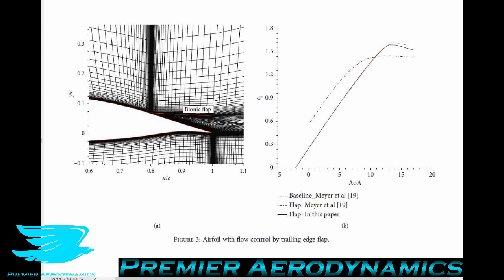One thing we can do is change the layout of the flap. So here they kept the flap the same length of 20% of the airfoil's chord length. So in other words, they have the flap starting at 80% of the chord, and then it goes all the way to the trailing edge, it looks like.